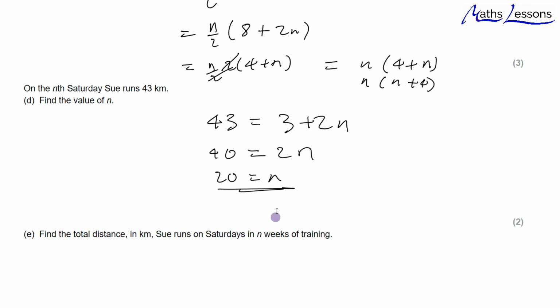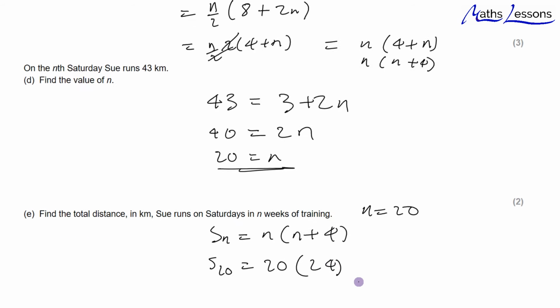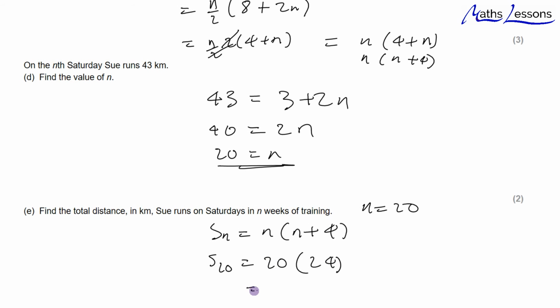Right, so she did. Our value of n was 20. We know she does n, open brackets, n plus 4. So we know that Sn equals n, open brackets, n plus 4. And we know that n equals 20. So S20 is 20 times 24. So 2 times 24 is 48. Put a naught on the end. It's 480 kilometers.